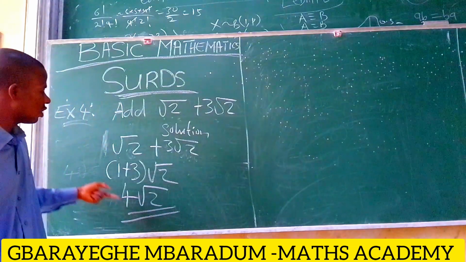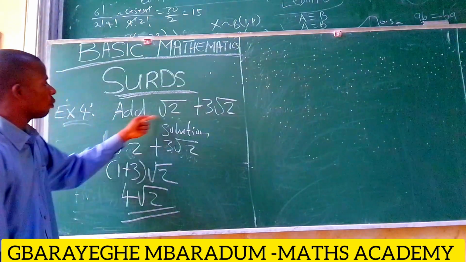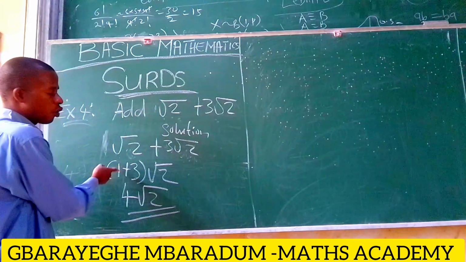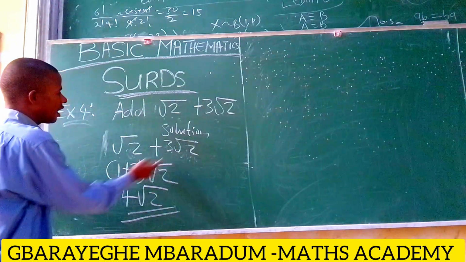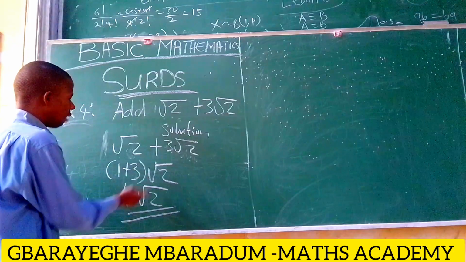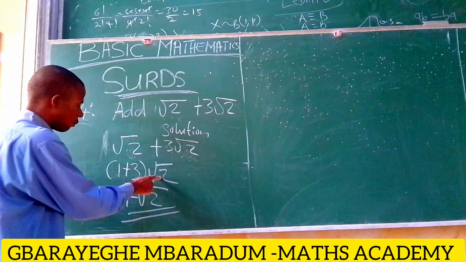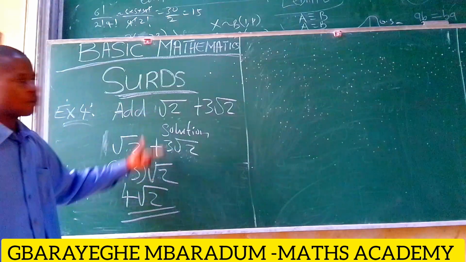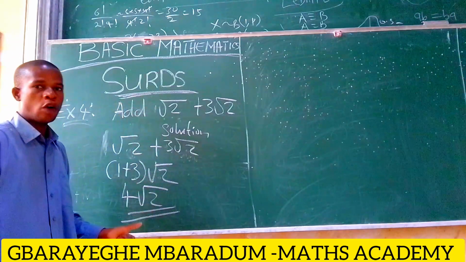Please just pay attention to this solving, because sometimes they bring this kind of question. You know that this one has an invisible 1. That is why I take the coefficient as 1. And when we add the coefficients, we have 1 plus 3. We take the common base, which is root 2. Then 1 plus 3 is 4, right? Root 2. This kind of question is solved by the addition method.